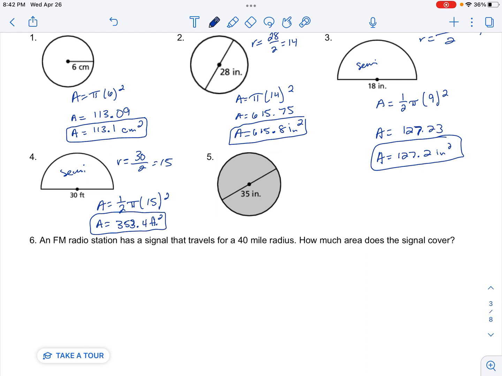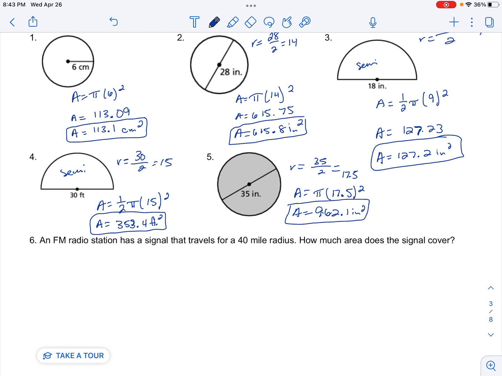Number 5, same thing here. Radius equals 35 divided by 2. This is going to get you a decimal, and that's totally fine. You can use that decimal. And we have a whole circle here, so I don't need that half. So it's pi radius squared. Again, type it in exactly how you see it and calculate. 962.1 inches squared.